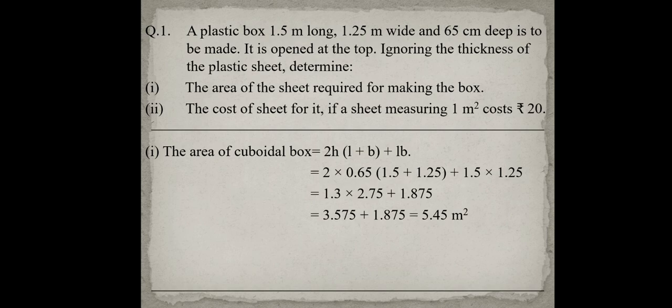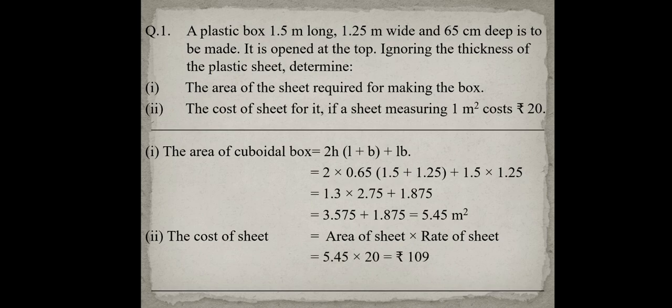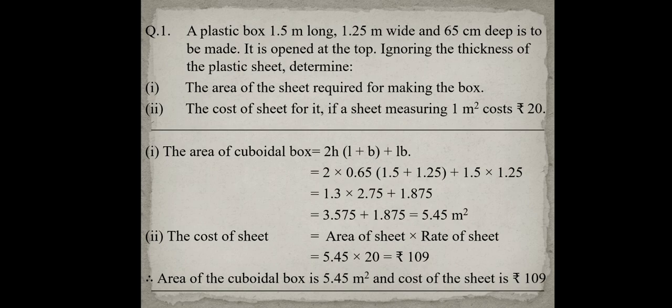Now you need to find out the cost of the sheet for it. It means if you are using a sheet of plastic, then the cost of that is rupee 20 per meter square. So we will multiply this rate of rupee 20 by the area of this cuboidal box. So the cost of the sheet equals area of sheet into rate of sheet. The area of the sheet is the area of this cuboidal box, 5.45 into 20, that is rupee 109. So the area of the cuboidal box is 5.45 meters square and the cost of the sheet is rupee 109.